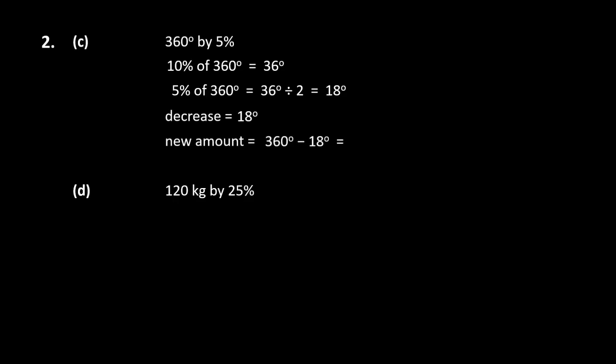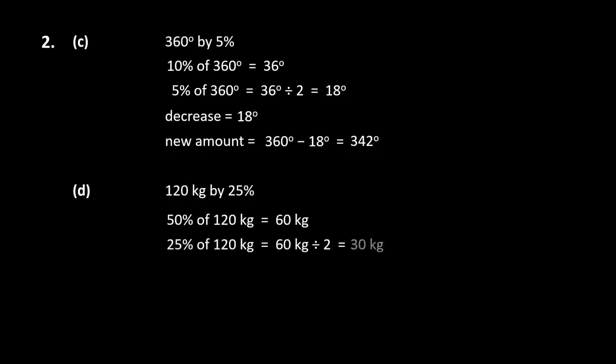Take it away, 342 degrees. And then decrease 120 kilograms by 25%. Well, 50% is 60 kilograms, 25% is half of that. It's a decrease, take it away, 90 kilograms is the answer.